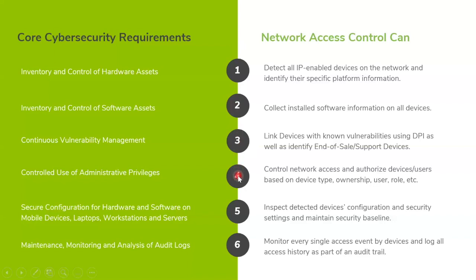Controlling access and privileges is a core component of network access control: being able to authorize devices and users and then assign privileges based on various criteria, such as device type, ownership, role, etc. Then, secure hardware and software on your endpoints. So being able to actually secure what software is run and even secure what hardware can be enabled, that's typically a key function of any good NAC agent.